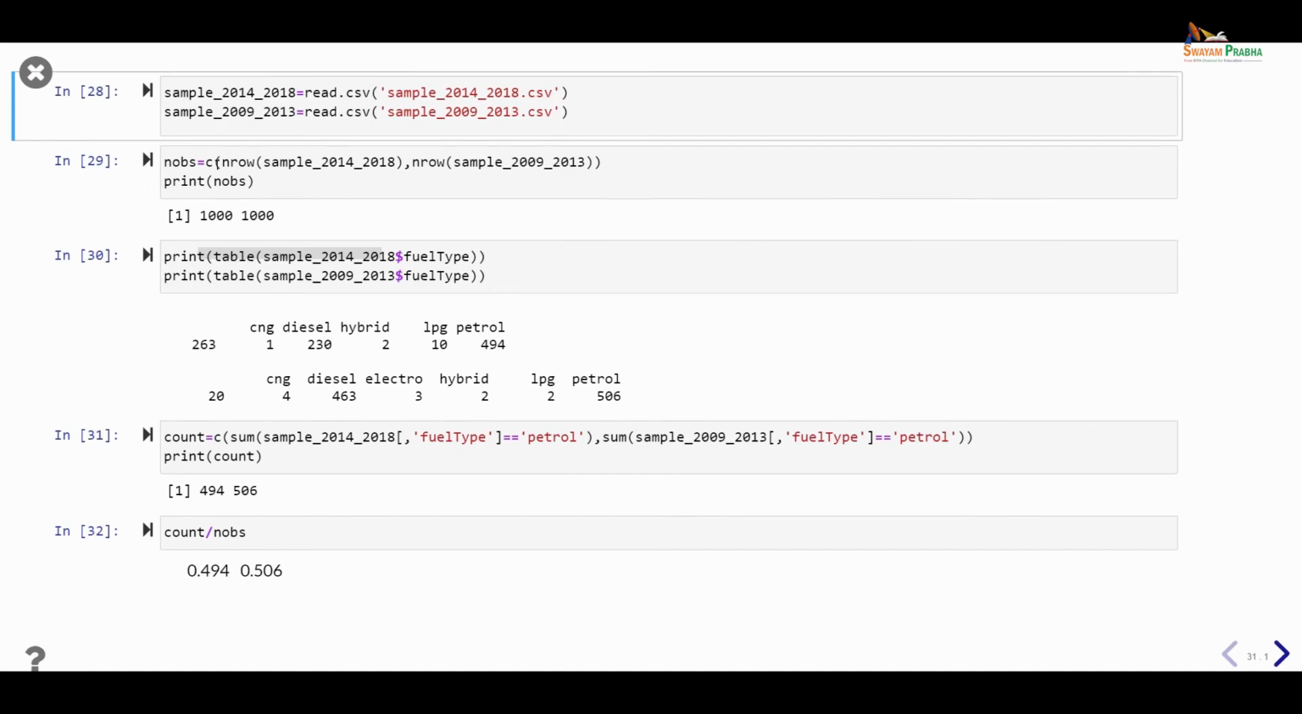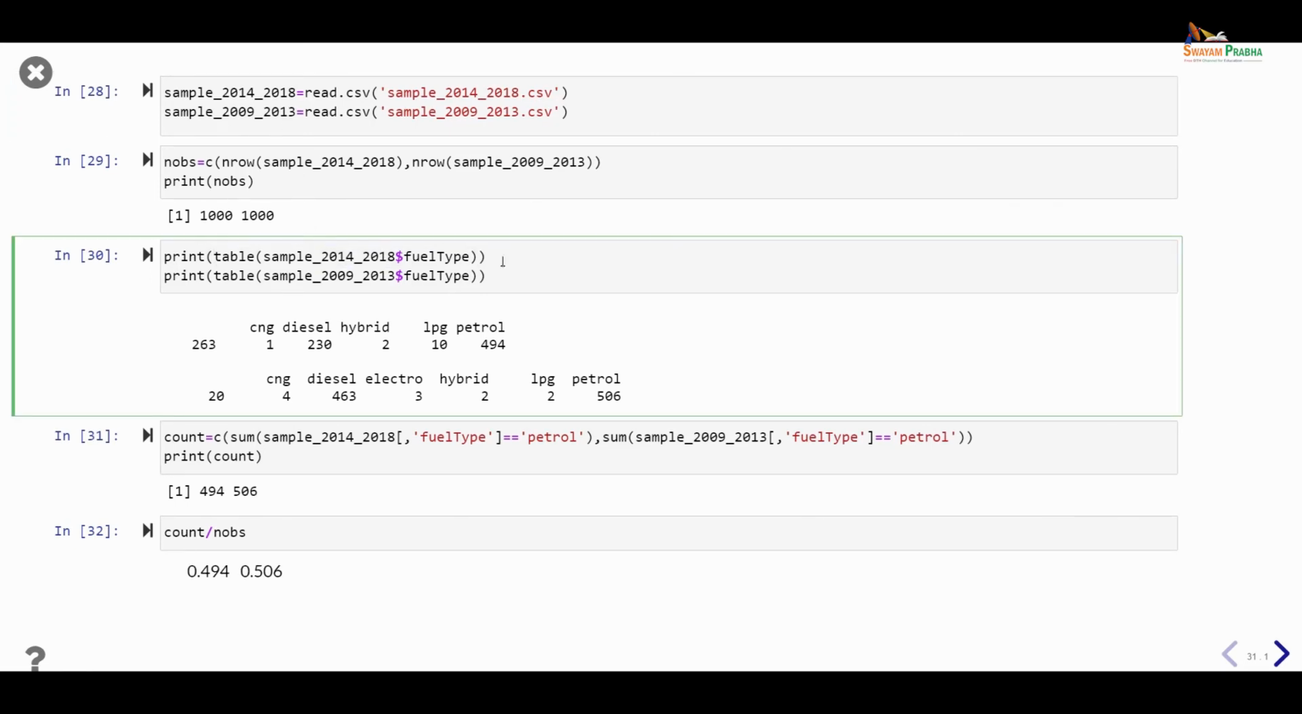Once you read them, you can check the number of rows in each of these, and like I said earlier, you will find 1000 records under each of these data frames. Now what we are interested in knowing is the percentage of records which have fuel type as petrol. So the output that you see here gives you the frequency for all the categories under the column fuel type for both the data.